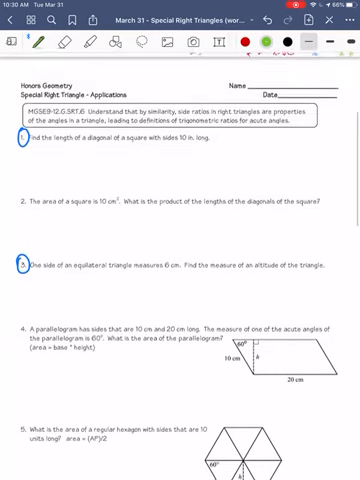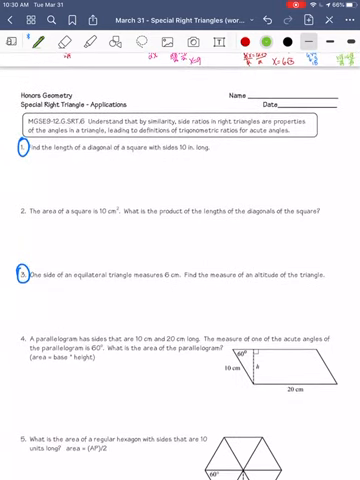Now, don't be intimidated by these, okay? You totally can do this. We just need to be really careful about reading the question, looking for the context clues, and trying to understand what we have, okay? So the first thing is, this says, find the length of the diagonal of a square.